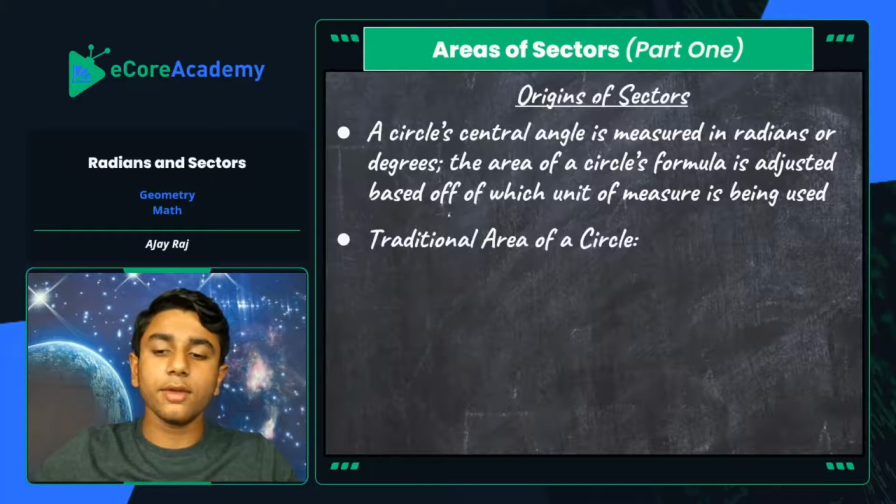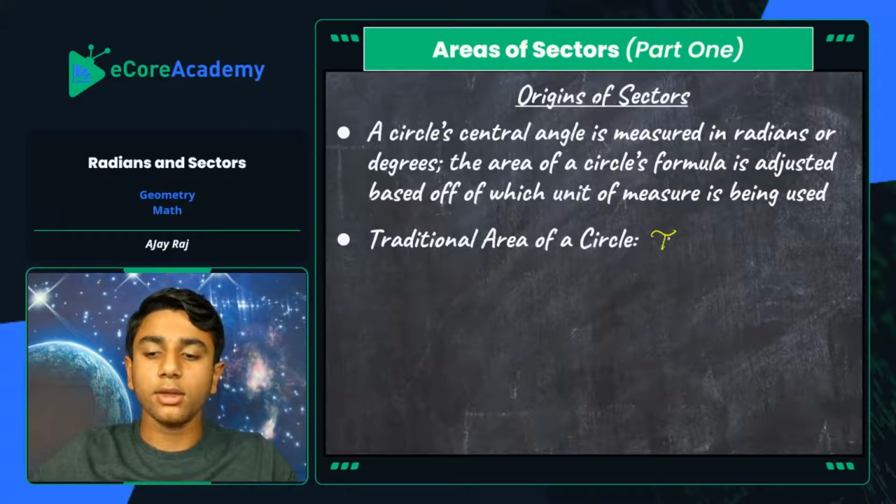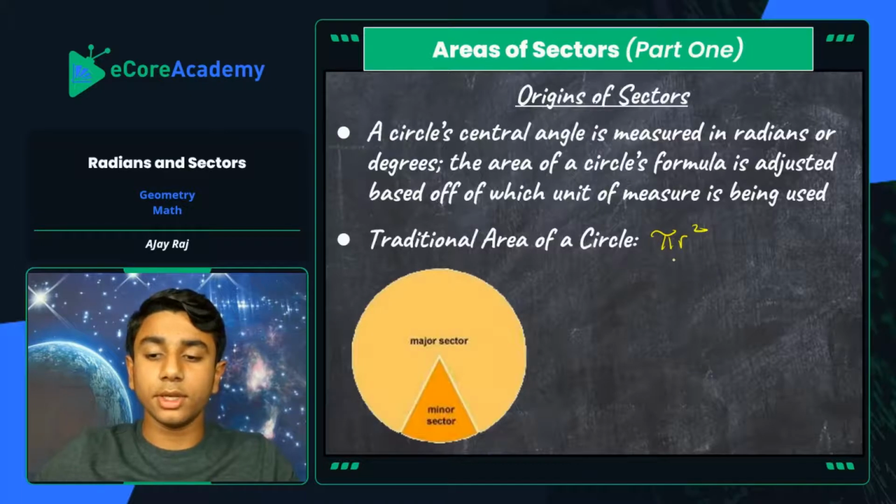So the traditional area of a circle is pi r squared. We know that. Pi is always going to be consistent. I just want to say that. So pi is always consistent.